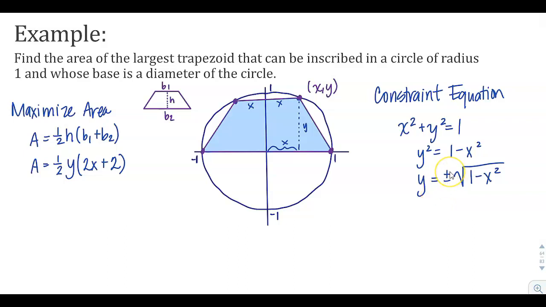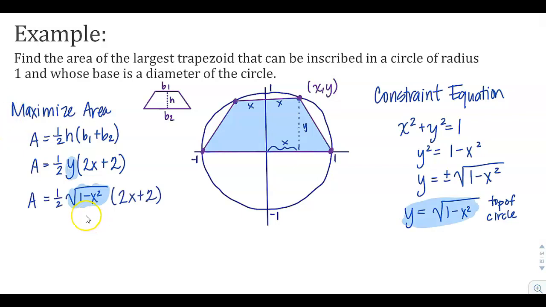The positive part is the top of the circle. So y equals the square root of 1 minus x squared is the top of the circle. And the negative in front would be the bottom of the circle because it would be a reflection. Since I've constructed my trapezoid on the top of the circle, I'm going to choose this equation to substitute in to this y over here. So here we have our A as a function of just the variable x, so we can consider this A of x now.